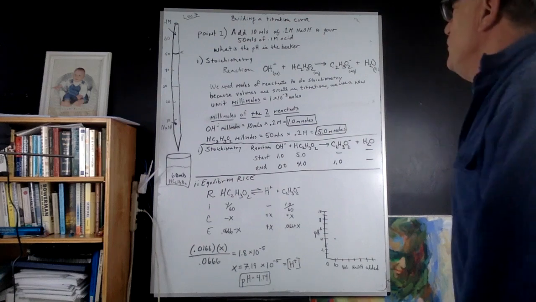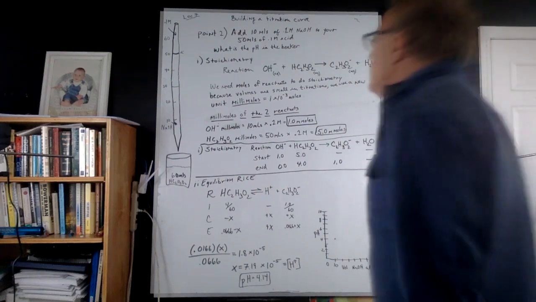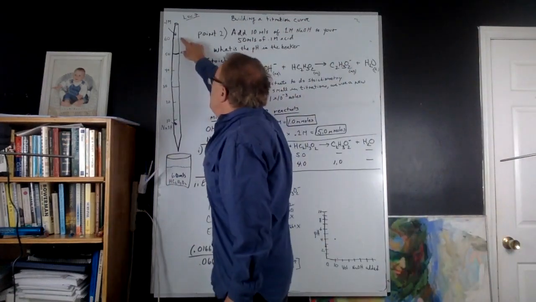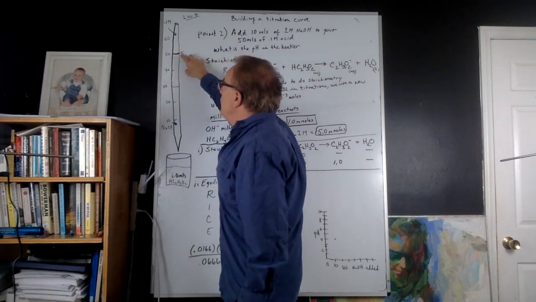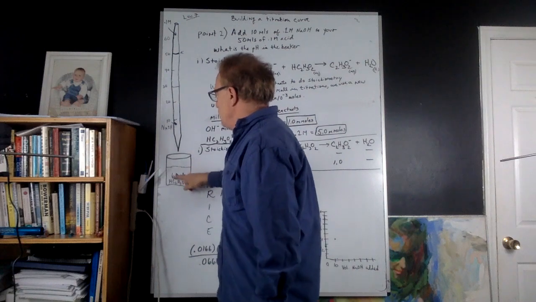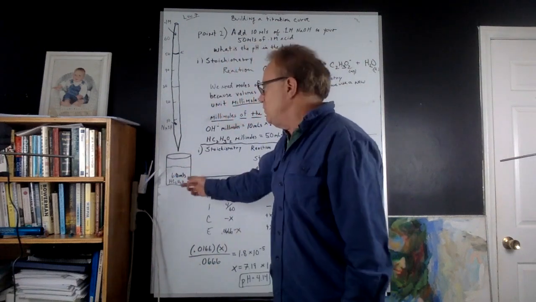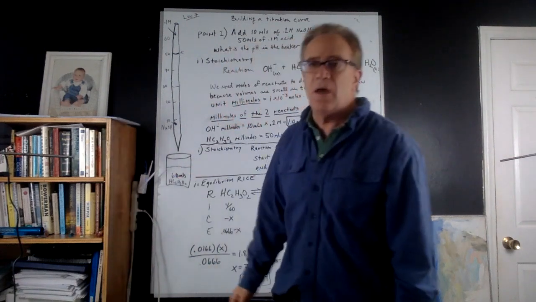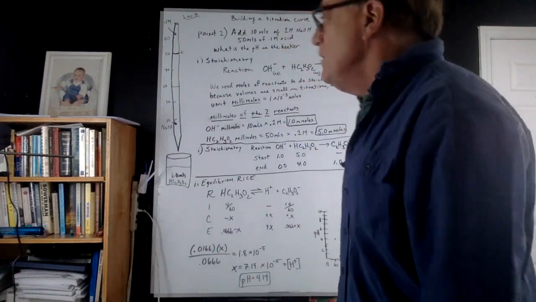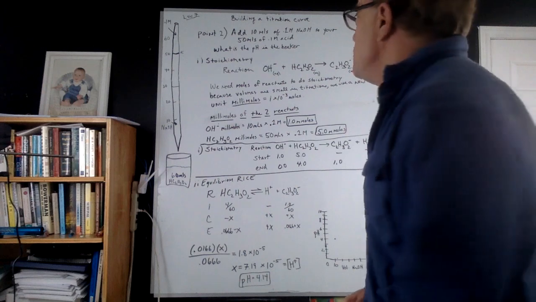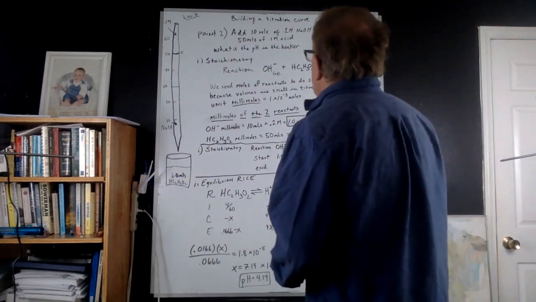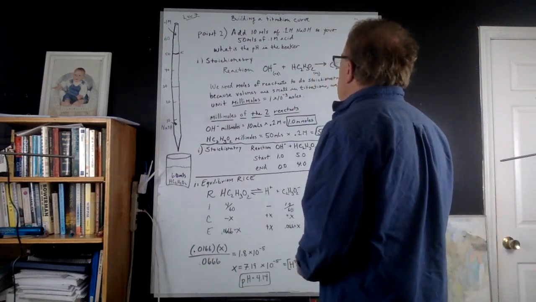Okay, so the point is simply that we had 60 mils of NaOH in this burette. We just dumped 10 mils of NaOH into this beaker. So now the first thing to notice is the beaker used to have 50 mils in it. Now it has 60 mils. So that's going to matter. So you have to keep track of the volume in the beaker. It keeps changing. Okay, so the question once again is what is the pH in the beaker?